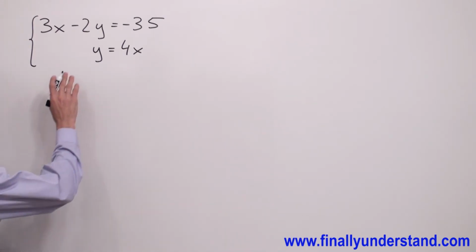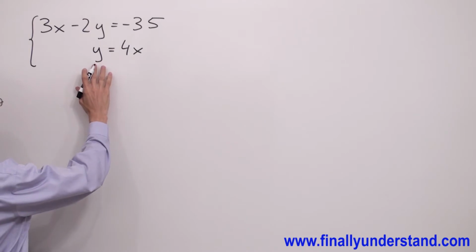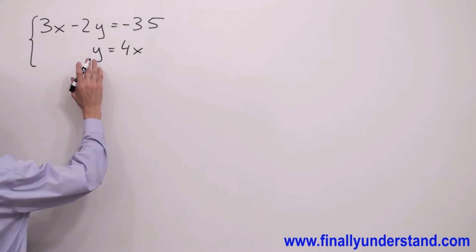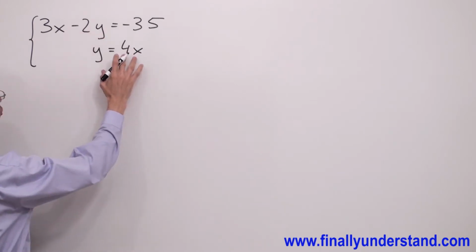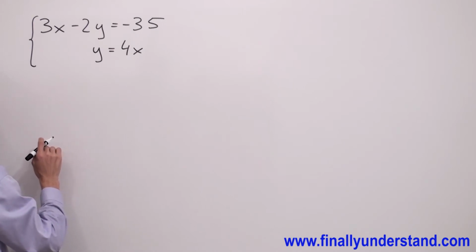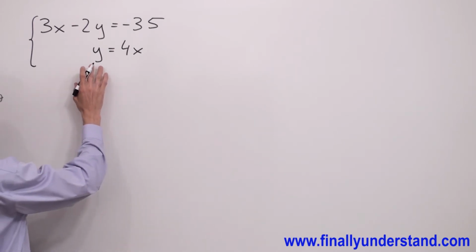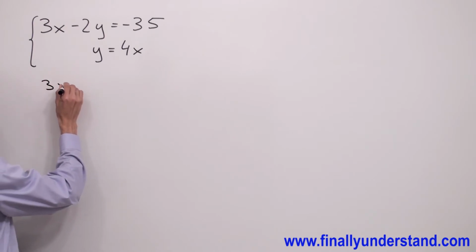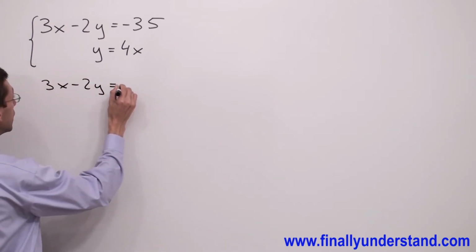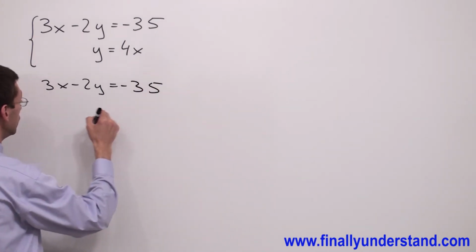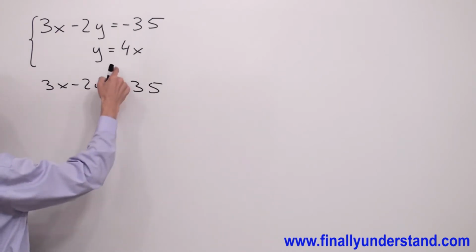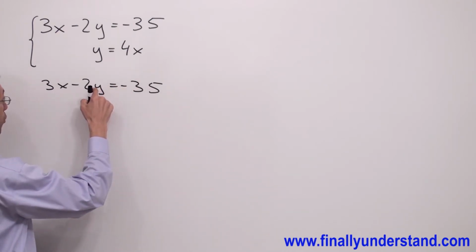Please notice that the second equation is already solved for y. So what I'm going to do over here, I'm going to write 4x instead of y in the first equation. Okay, why I'm doing that? Because my second equation is already solved for y. So take a look. First equation is 3x minus 2y is equal to negative 35. So instead of this y, I'm going to write 4x. I'm going to substitute this y by 4x.